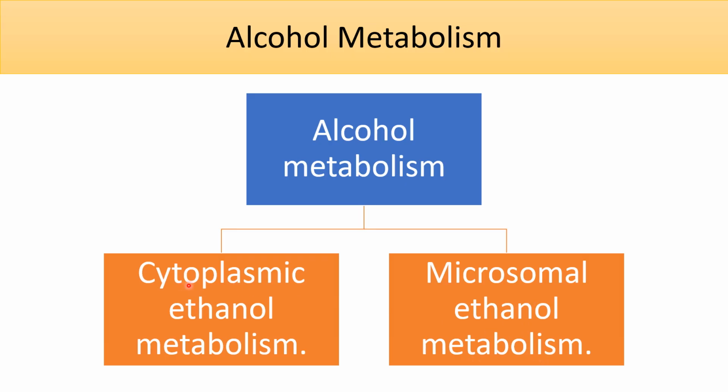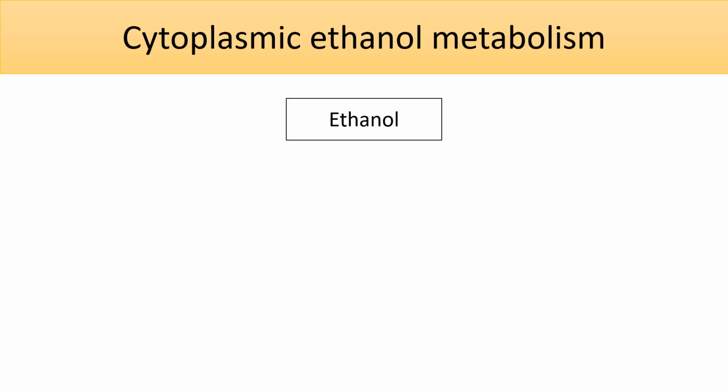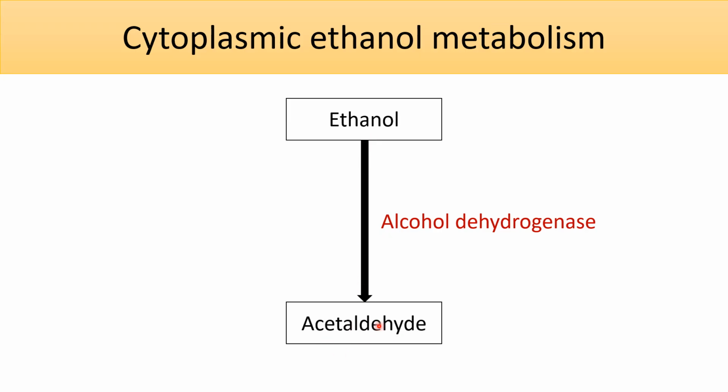So let's see first cytoplasmic ethanol metabolism. Once a person consumes alcohol, that is ethanol, this ethanol will be absorbed and transported to liver. In liver, we have an enzyme called alcohol dehydrogenase. As the name suggests, it is going to dehydrogenate the ethanol. That is, it is going to oxidize the ethanol, resulting in formation of acetaldehyde, its corresponding aldehyde.